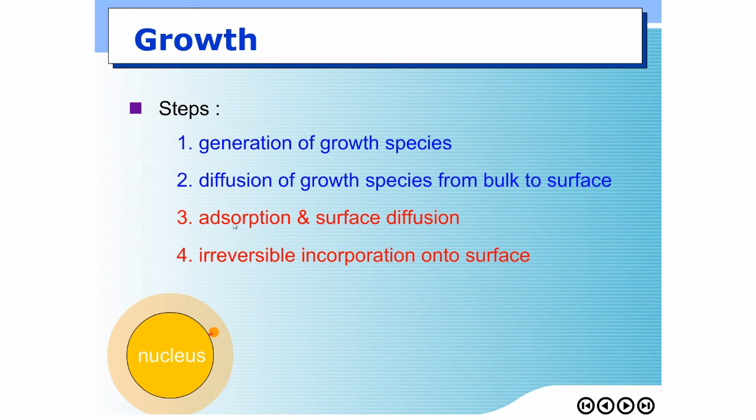Okay, so if I have four steps, the slowest step would be the rate determining step. So in growth we can have diffusion control growth or surface control growth, depending on which step, the blue or the red one, is the slowest.